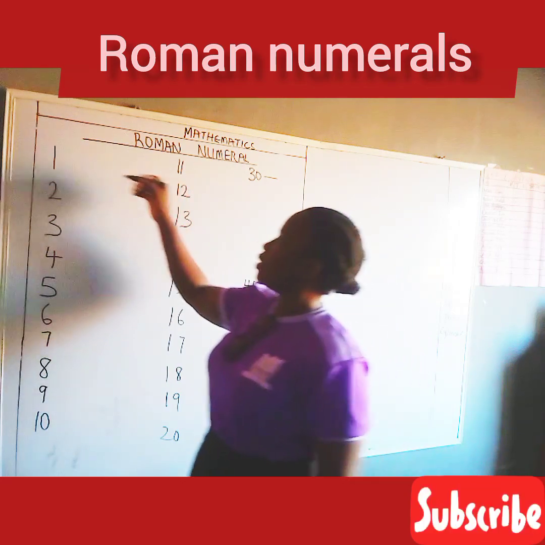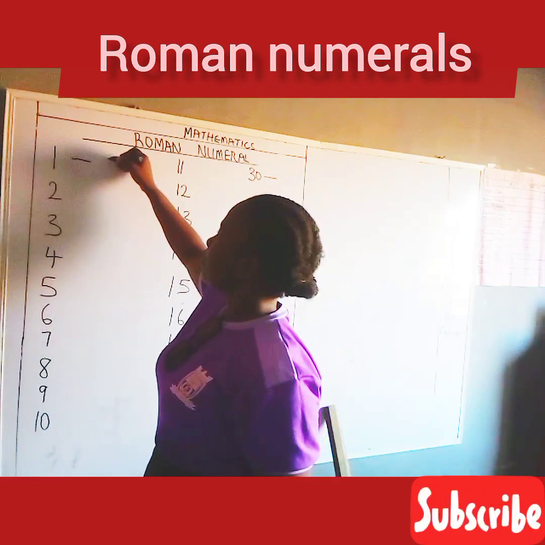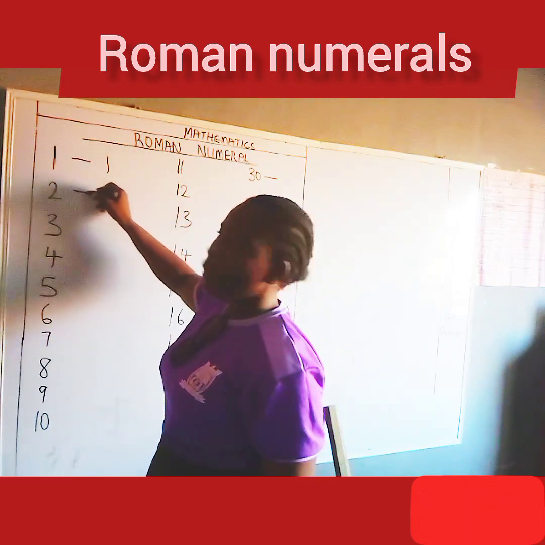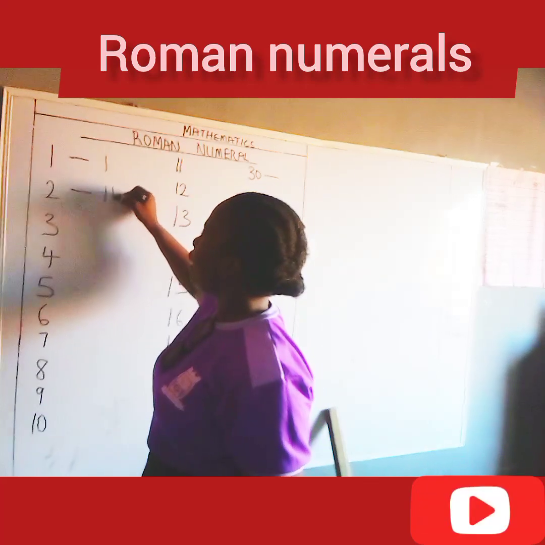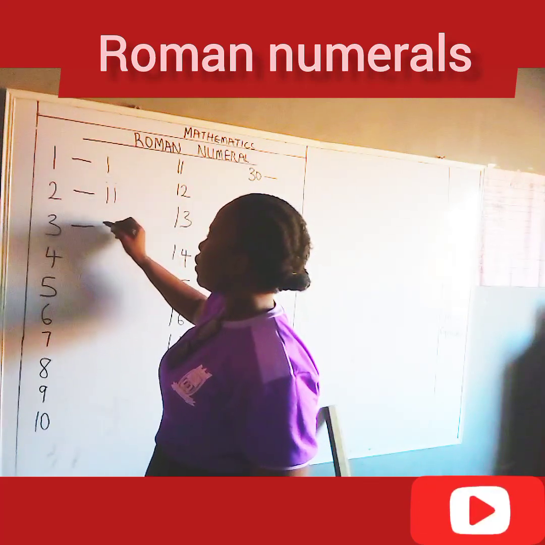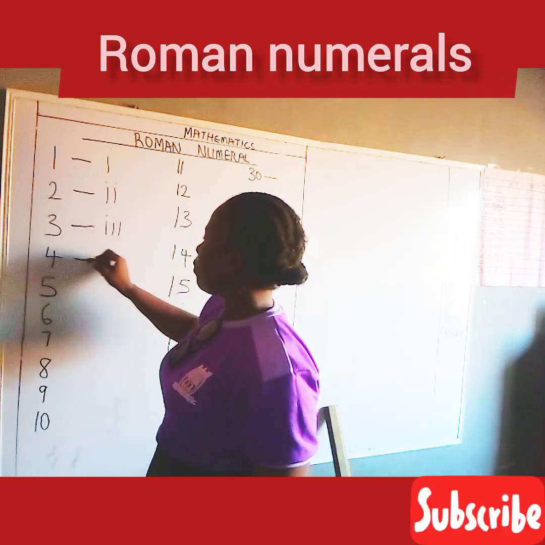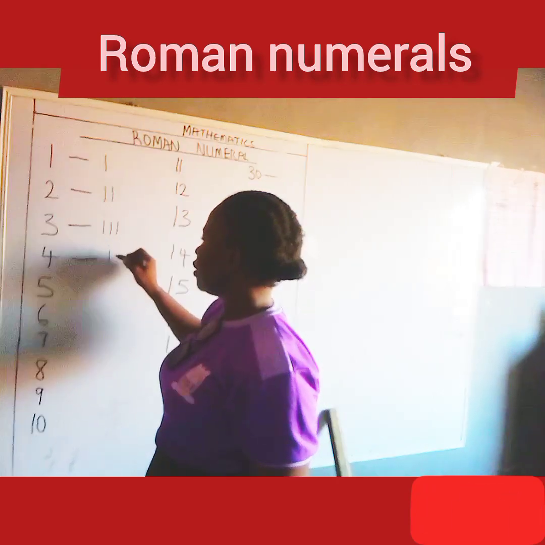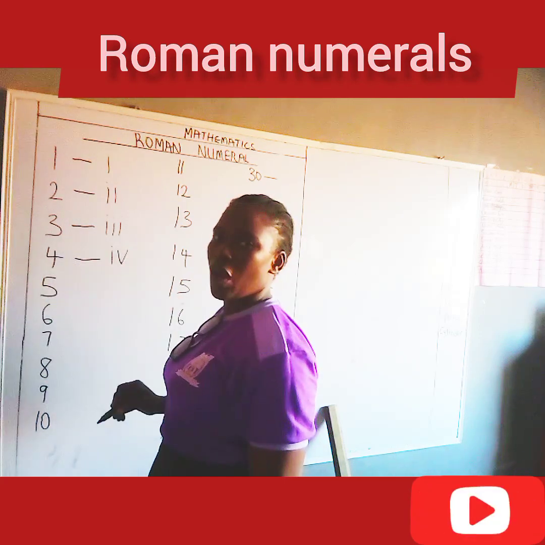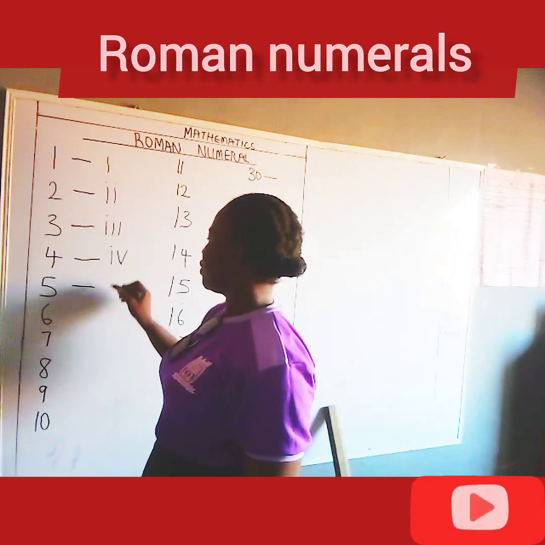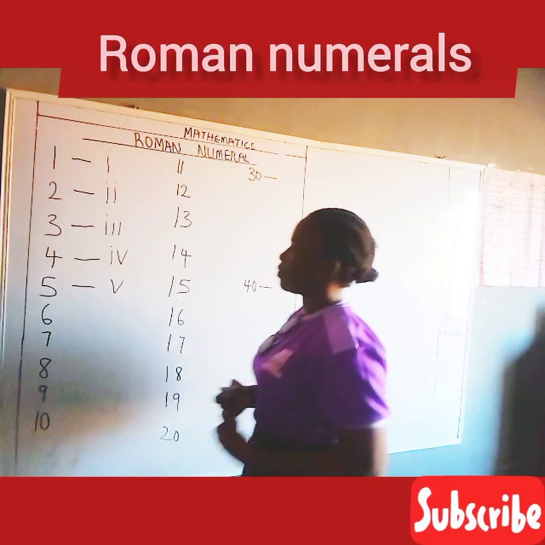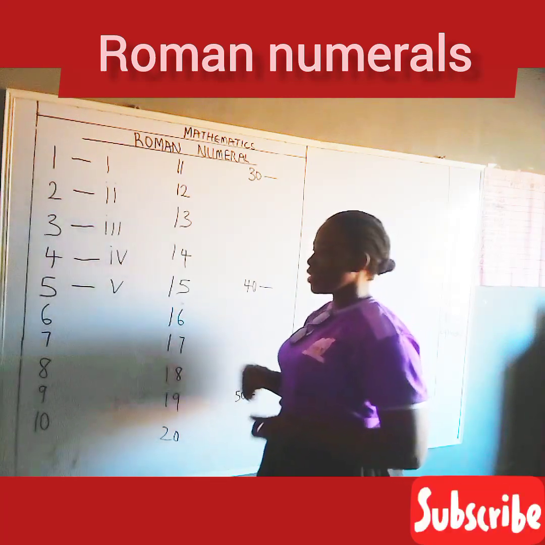Now, what is the Roman numeral for 1? I. What about 2? II. What about 3? III. Don't forget it's dotted. What about 4? IV. What about 5? V. I think you get the technique now.